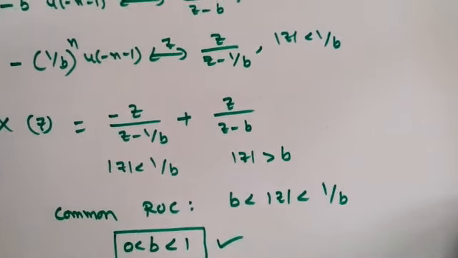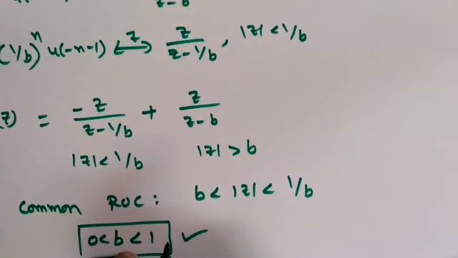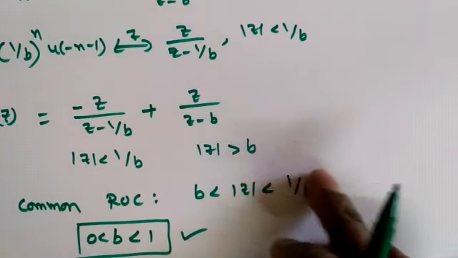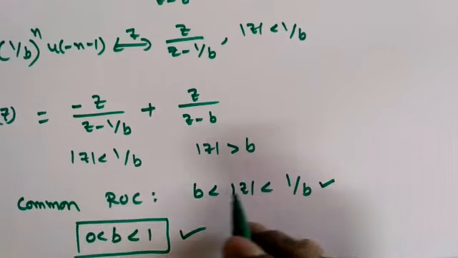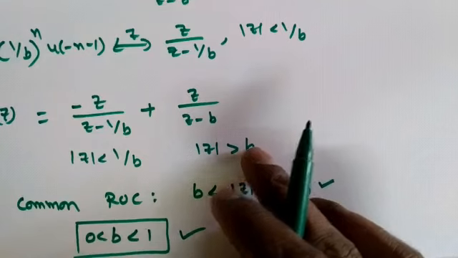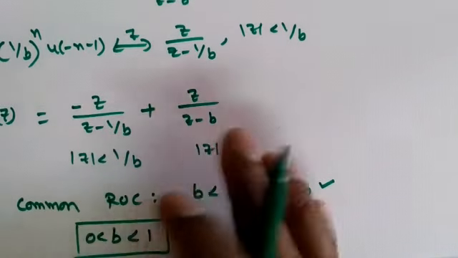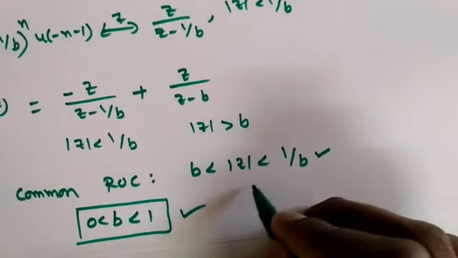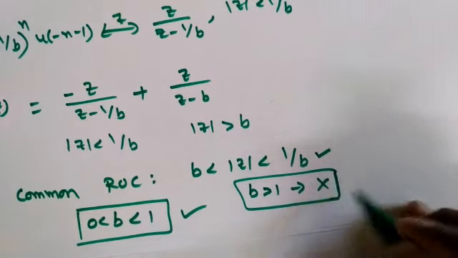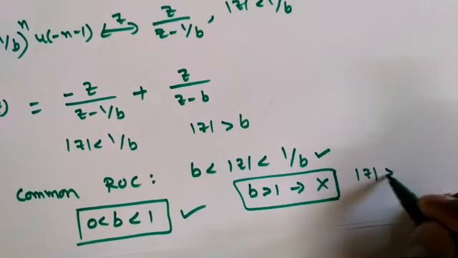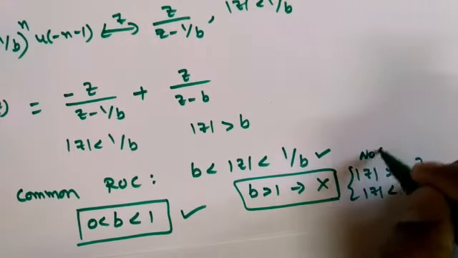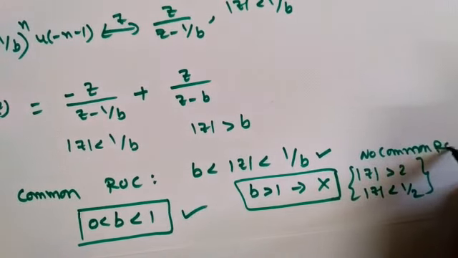So remember this point. Why? If b is equal to 0.5, mod z is less than 1 by 0.5, it will become 2, so then only it will be satisfied. Otherwise when b is greater than 1, say b is 2, this will become 1 by 2 and that will become 2: mod z is greater than 2, mod z is less than half. There is no common ROC, so that is not possible. So b greater than 1 is not possible, because we will not get any common ROC. Just remember this point. No common ROC.